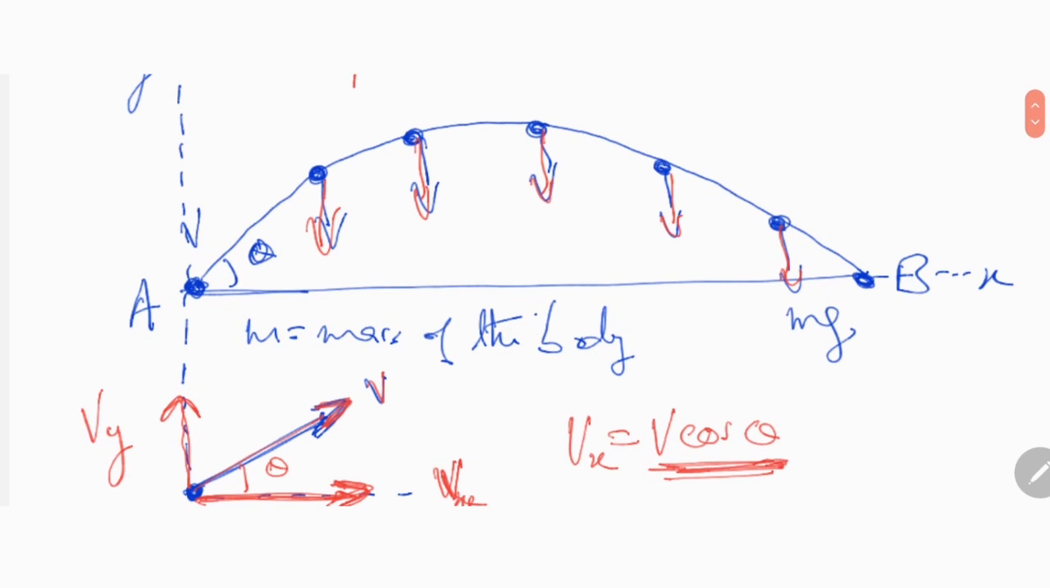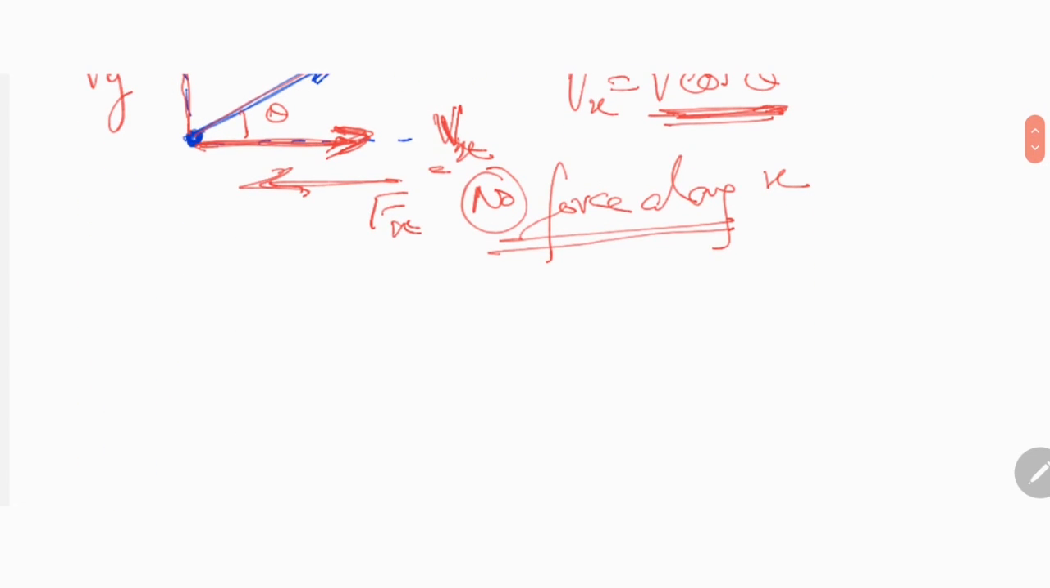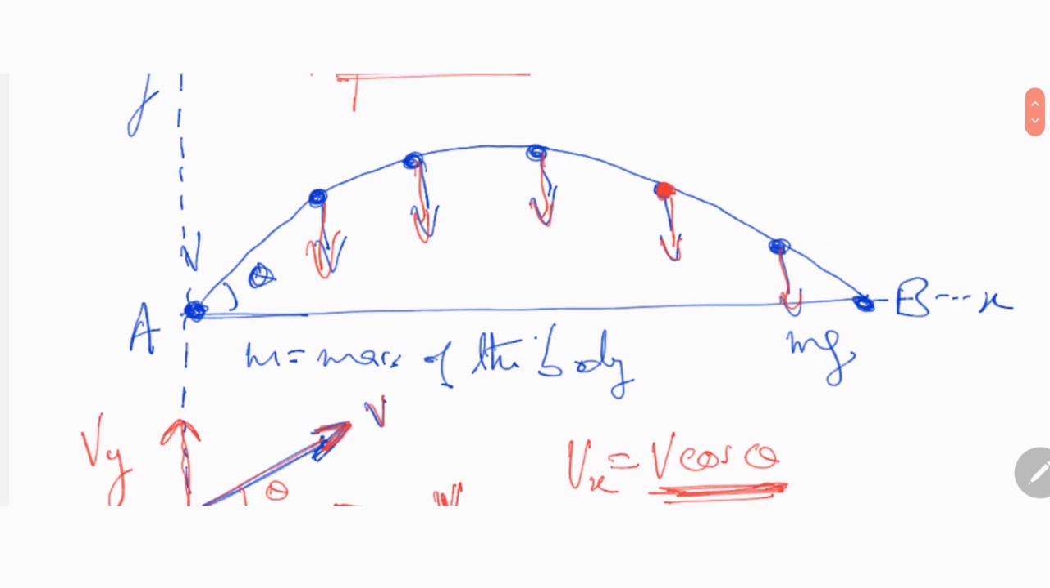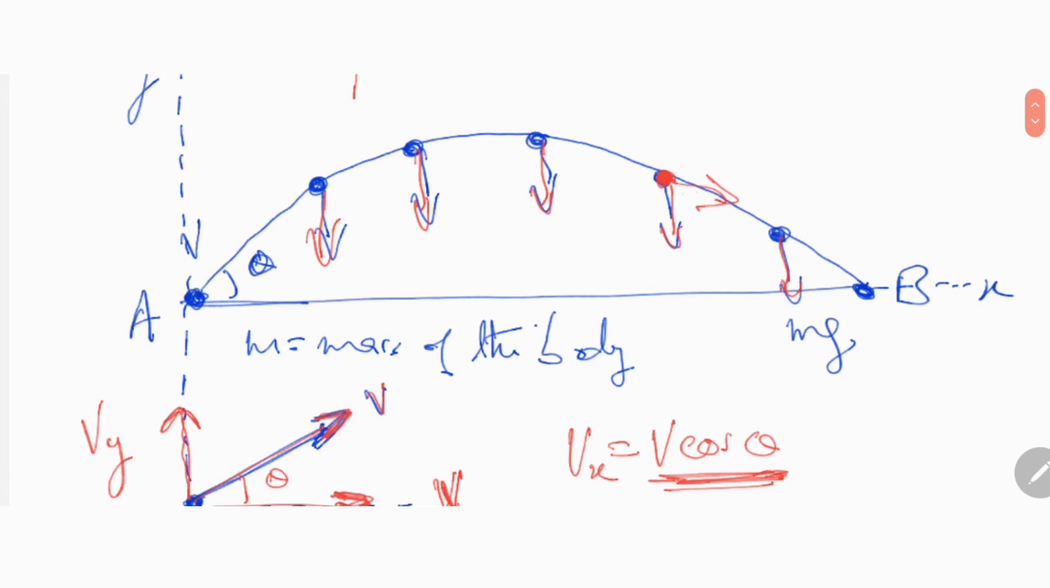For example, let me take the vector at this point. Let us draw the x and y components at this point. How will it be? Let me draw it for you. Now the ball is actually in this direction. You can see here, right? The ball is actually in this direction.